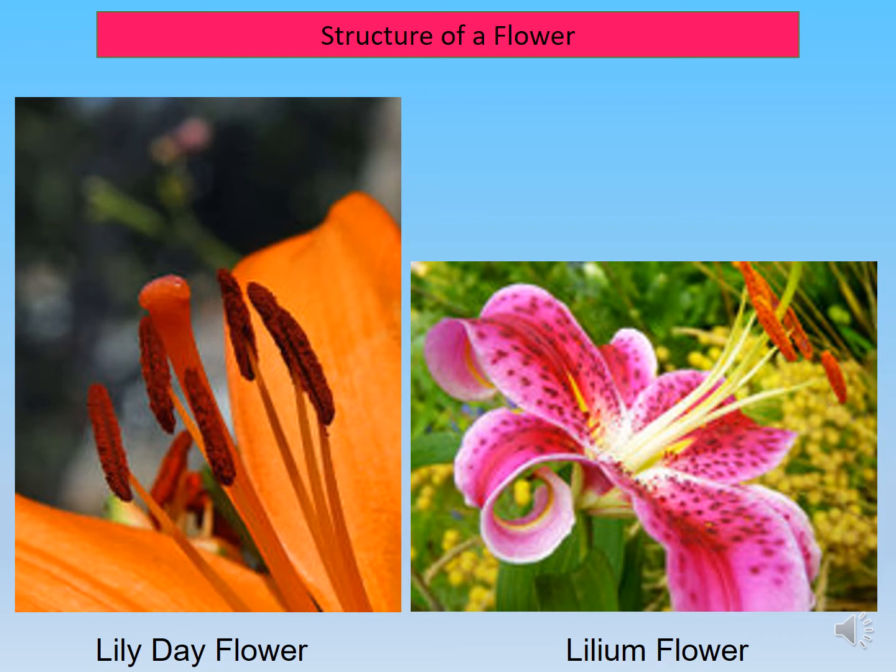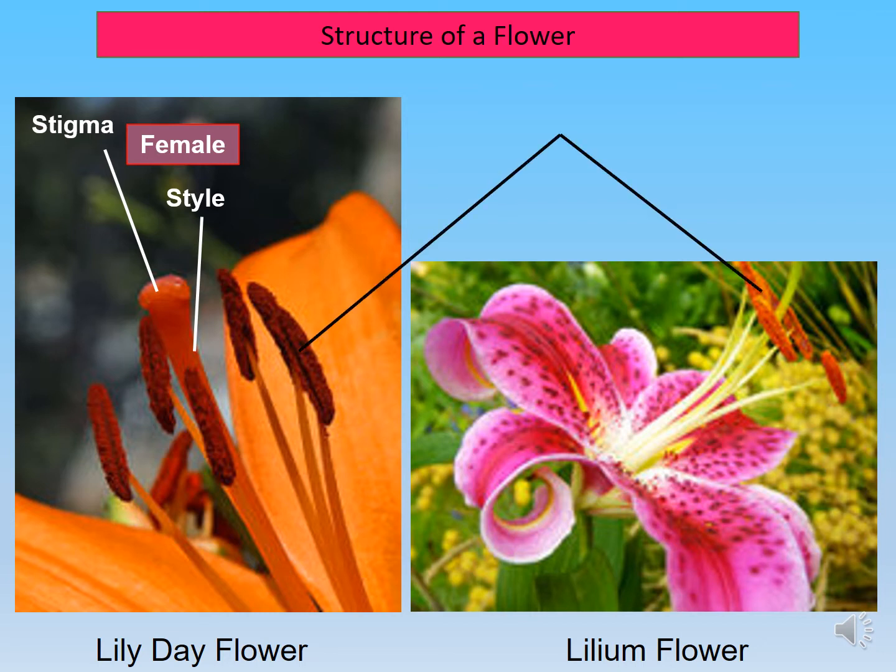Here are two different types of flower, lily day flower and lilium flower. This part, we call it stigma. This one is style. Both are female reproductive structures. And this one is anther. And then this one is filaments that hold the anther. Both are male reproductive structures.